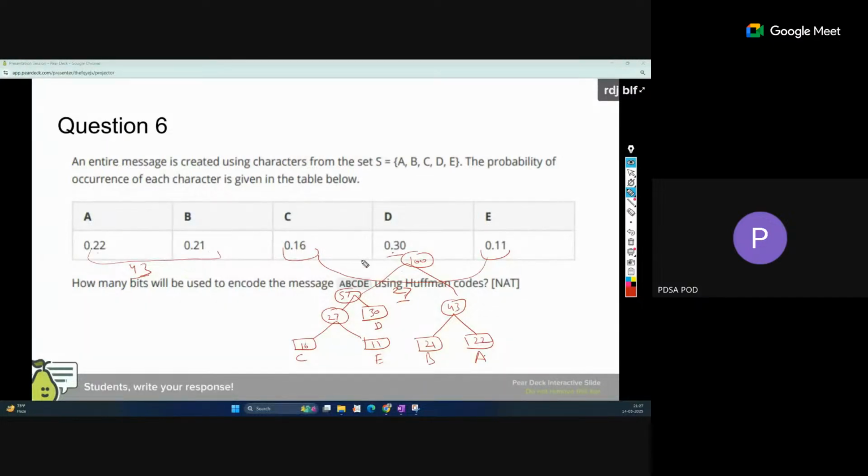Now to find the Huffman codes for this, assign 0 and 1 to the branches. So A is 11, B is 10. It is just the root to leaf path, whatever values come. C is 000, D is 01, and E is 001.